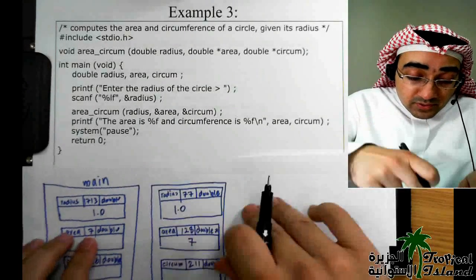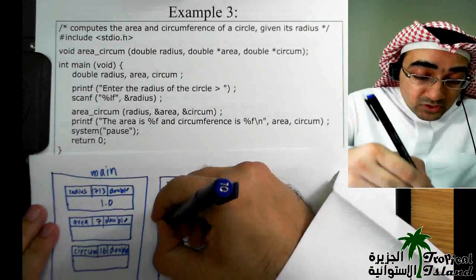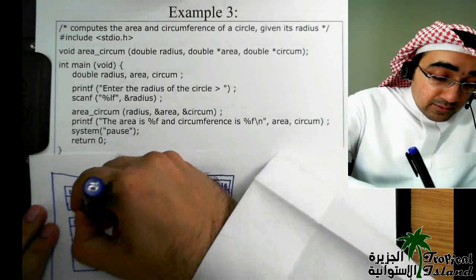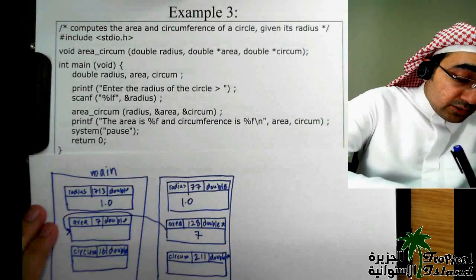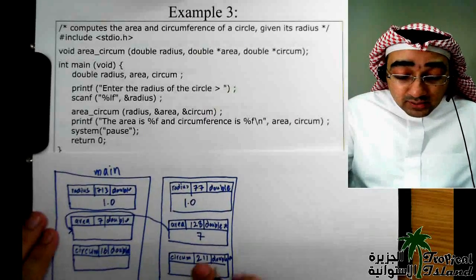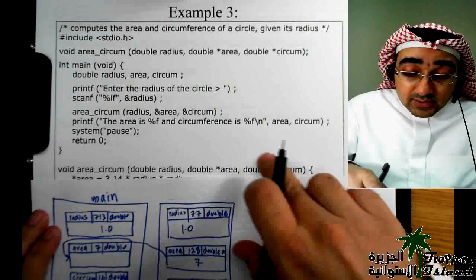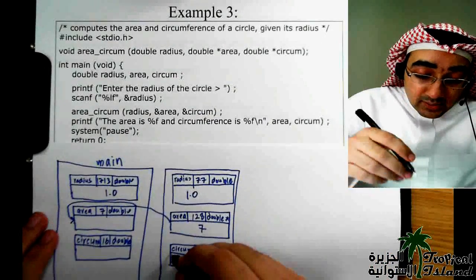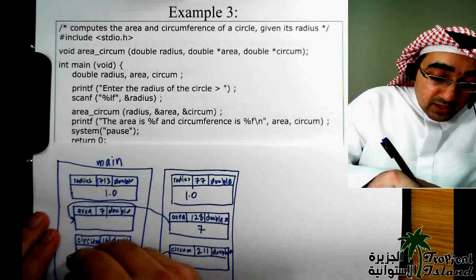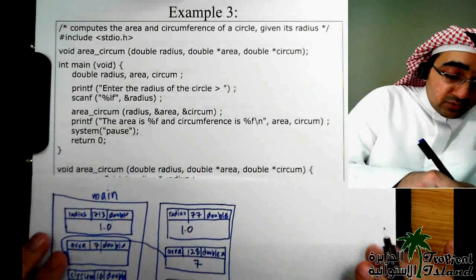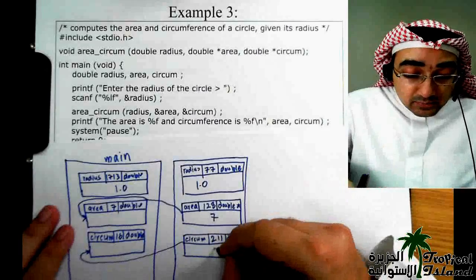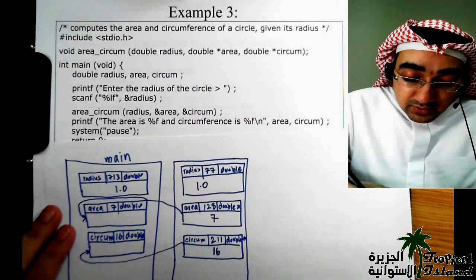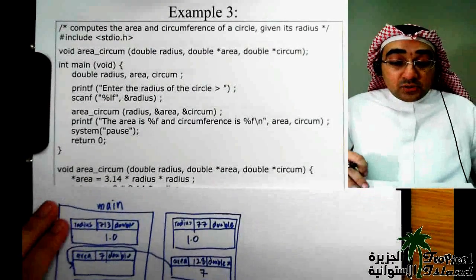So now this area is pointing at 7, so eventually what I'm doing is I am actually coming over here and pointing at this value, the beginning address of area. And circum, in the same sense, is going to be pointing at the circum. So the circum is actually pointing at the beginning of the circum over here, and it's going to have the memory address 16 because this is where the circum is actually stored.